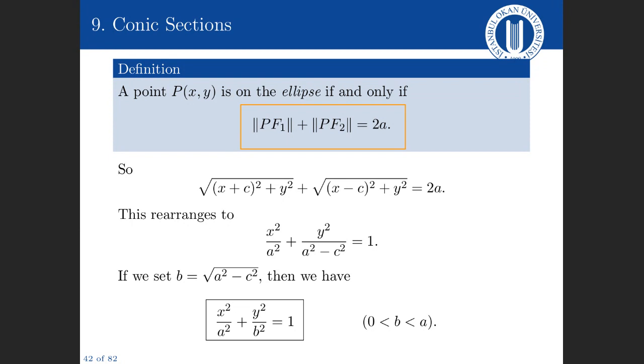When we start with this and put the coordinates in, again, I leave this for you to check. We obtain a standard equation for an ellipse like this. x squared over a squared plus y squared over b squared is equal to 1, where a and b are positive numbers and a is bigger than b. This is an important point to note. a is always going to be a bigger number than b.